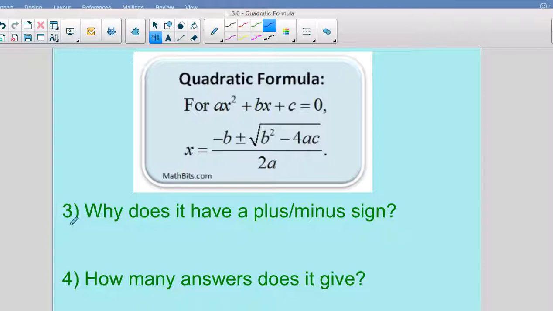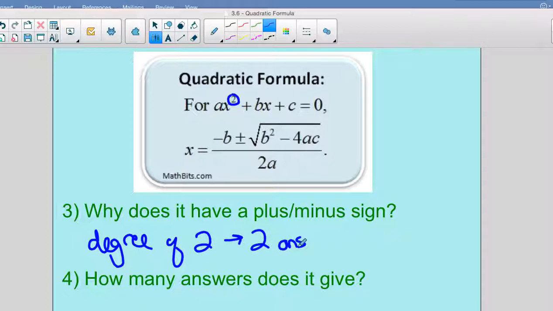All right, if you think about why it has a plus and minus sign, well, the first thing is it has a degree of 2, right? All quadratics have a degree of 2, meaning that's just the highest exponent. So if it's a degree of 2, then when you're solving it, or if you're finding the x-intercept, you should always have 2 answers. So why does it have a plus and minus? Well, it's going to give you both answers. There should be two x's, right? So I'm going to put degree of 2 gives you two answers. Or if it's a graph, if it's equal to y, then it'll be two x-intercepts, so two zeros, two roots.